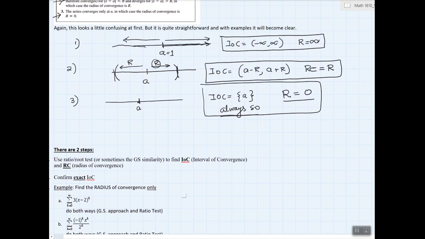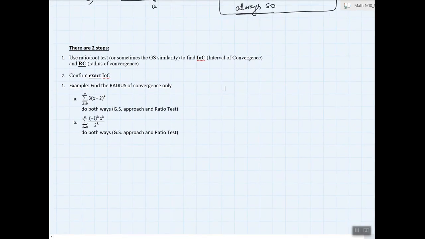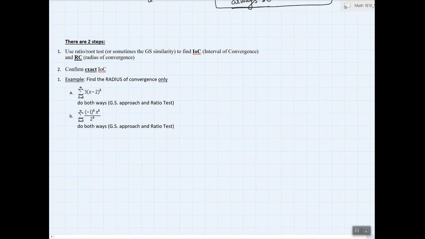To find this, there are two steps. We are going to use the ratio or the root test, and sometimes similarity with the geometric series, to find the interval of convergence and obviously the radius of convergence. And once we do that, then we confirm what is the exact interval of convergence. Now what we mean by this is the following.